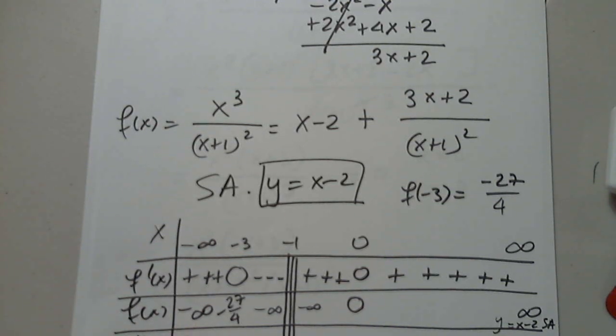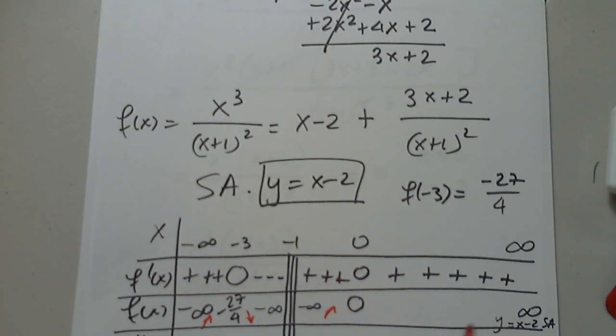From -infinity up to -27 over 4. Correct. Down to -infinity. Correct. From -infinity up to 0. Correct. From 0 up to infinity. Correct.